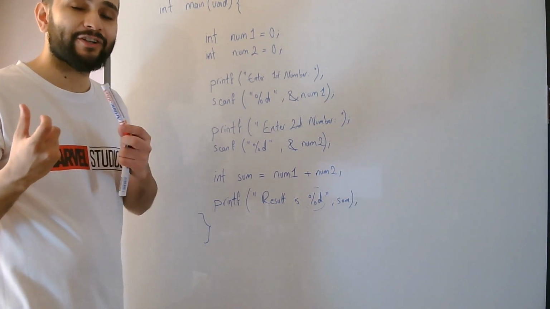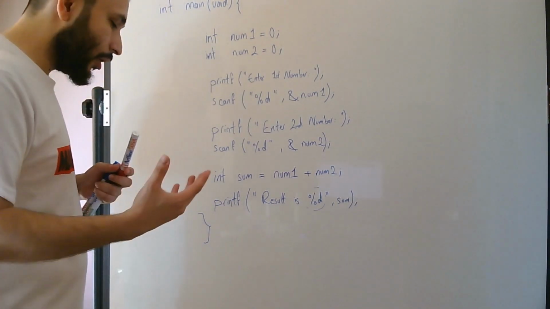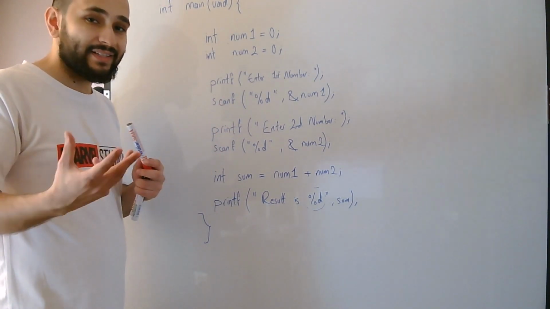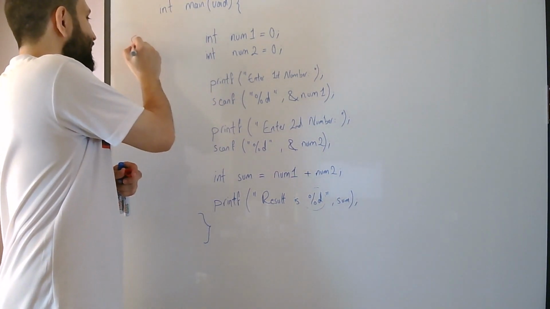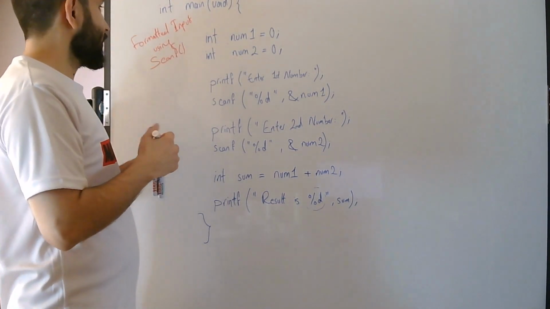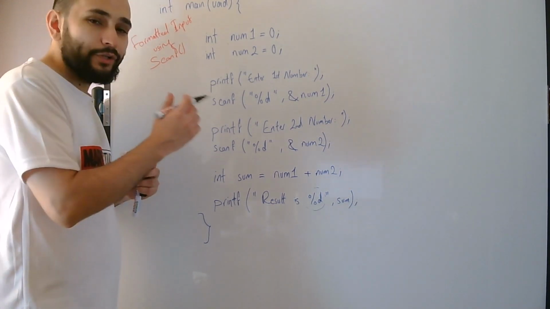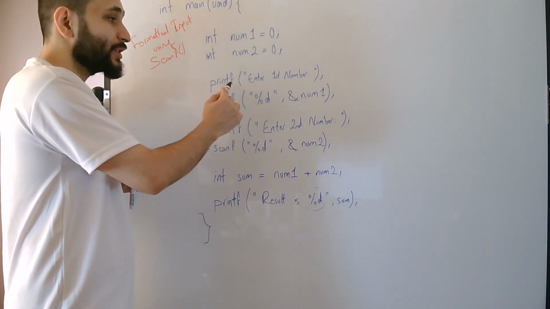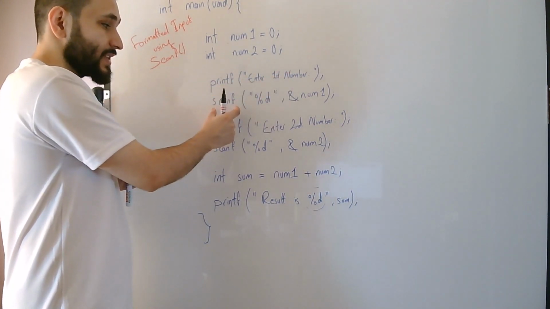Basically, the scanf function is used for formatted input. This type of input is also called formatted inputs, so we can write down: formatted inputs using scanf. Here you can see that we have used this scanf function after we have prompted the user to enter the first number. Then we have used this scanf function.